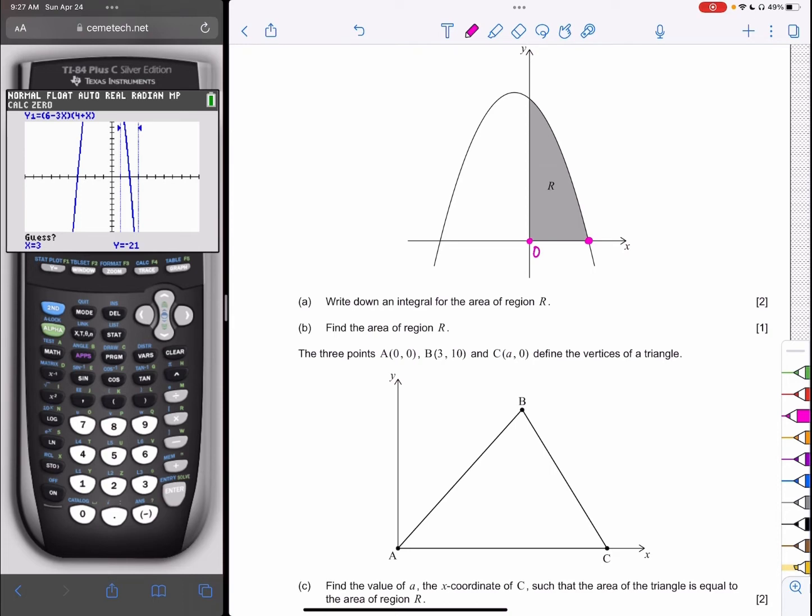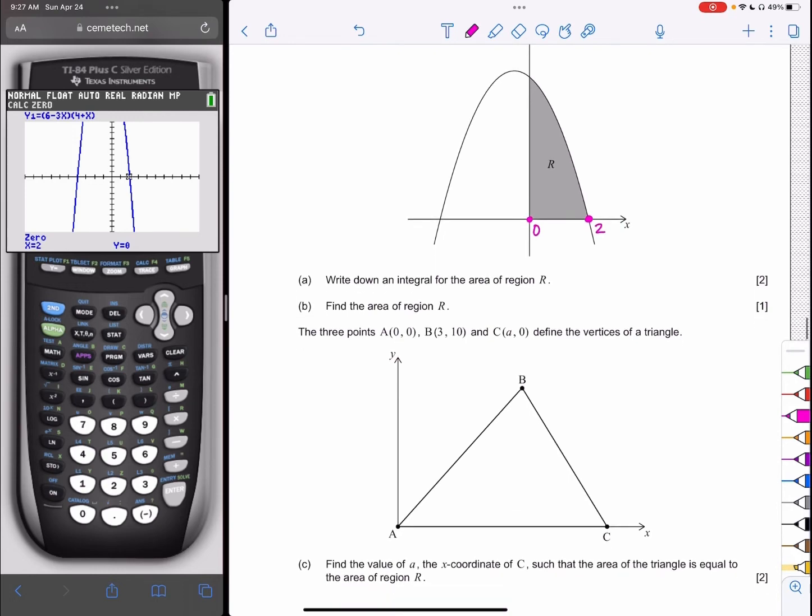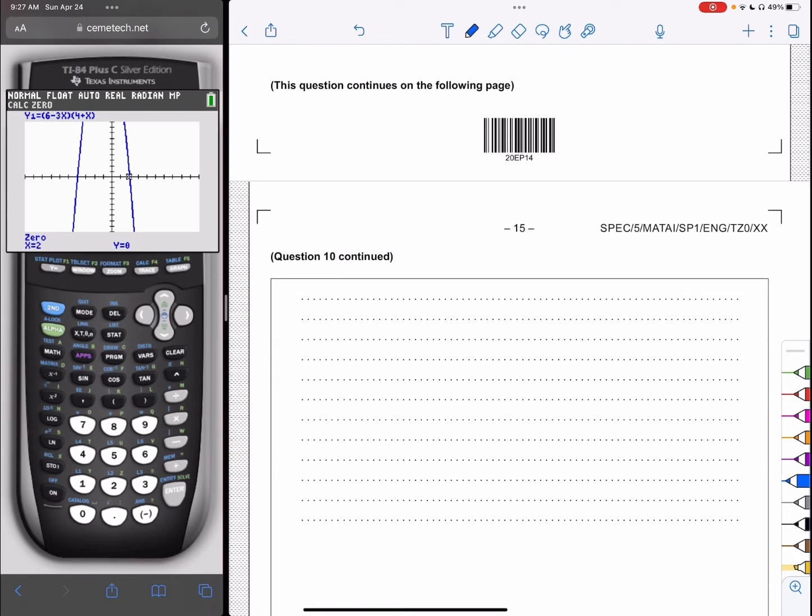And I see that when those two bars show up, the x-intercept, or the zero that's in between them, is what I need. And I see that that is 2. So that's going from 0 to 2. So now for part A, write down the integral for the area. I already know that for part A I can say that it is the integral from 0 to 2 of (6 minus 3x) times (4 plus x), and of course, we have to put with respect to x. So we need the dx, okay? So that will be part A.